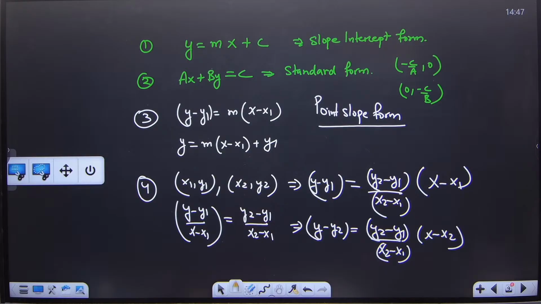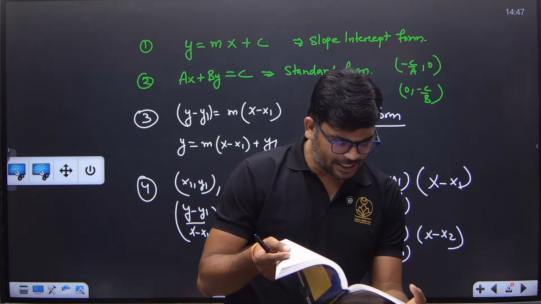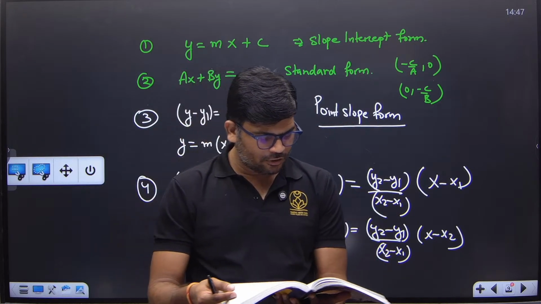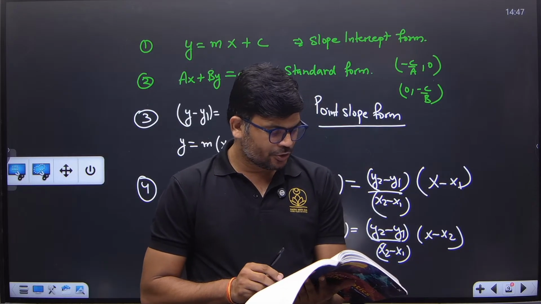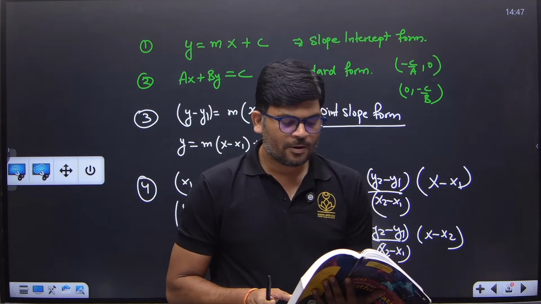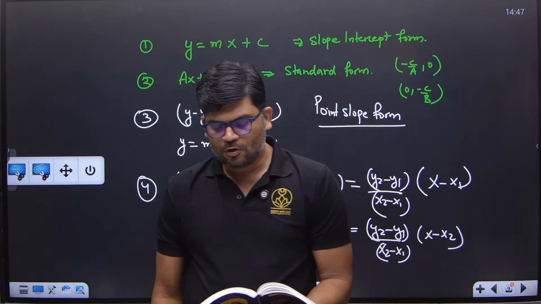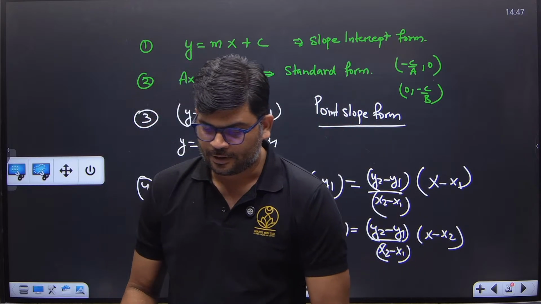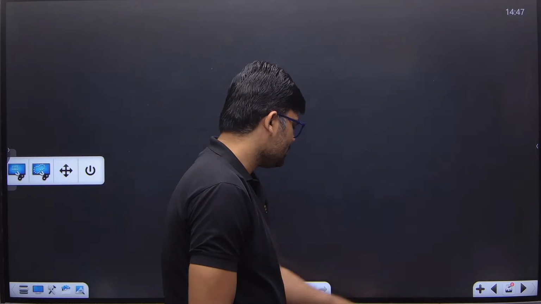Done? So if I look at your book, they are saying if theta is the inclination of a line, then the value of tan theta is called the slope or the gradient of a line, and it is denoted by m. Theorem 1: the slope of a line parallel to the x-axis is 0. So what is the slope of a line parallel to the x-axis?